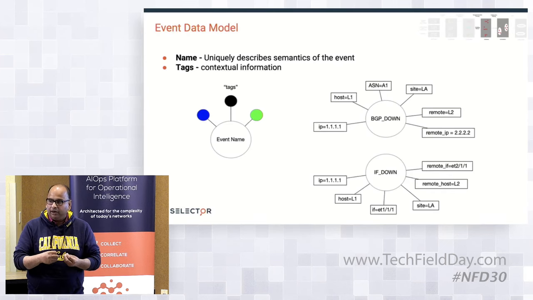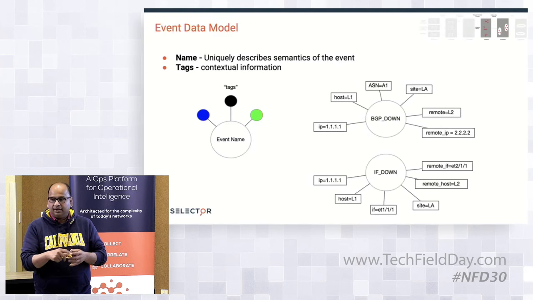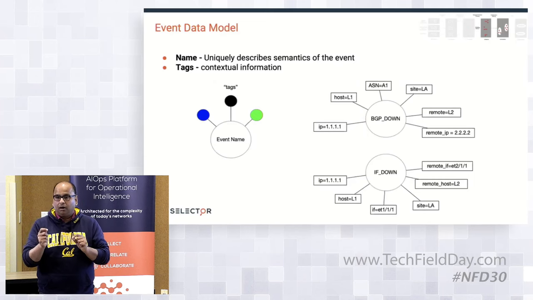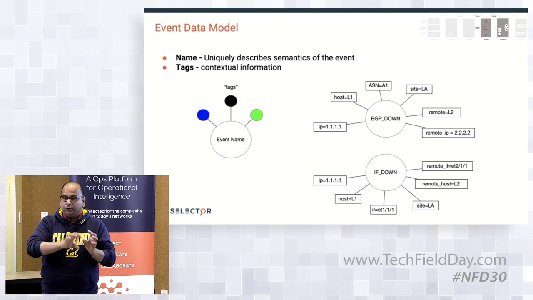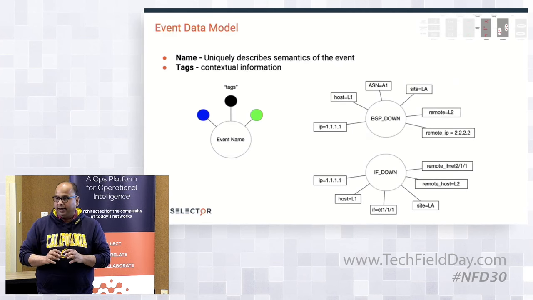There could be another event called IF down, and it has a different set of tags, because an IF down refers to an interface, what the remote interface is, right? So these are these tags. This is where the metadata augmentation comes in very handy. When I describe those pipelines from the raw metrics and the logs, and you generate this, it goes through yet another phase where this thing is enriched with more metadata.